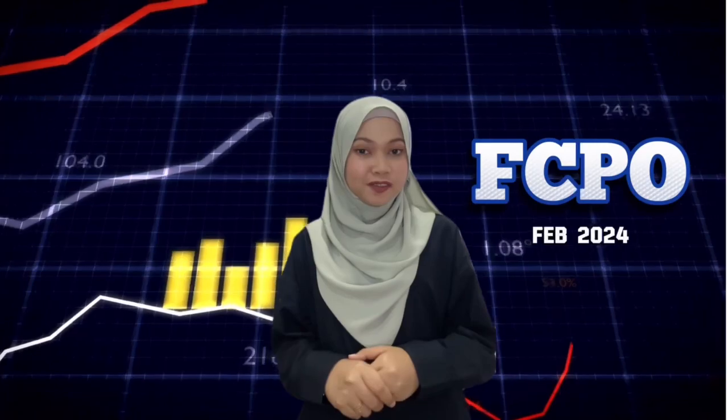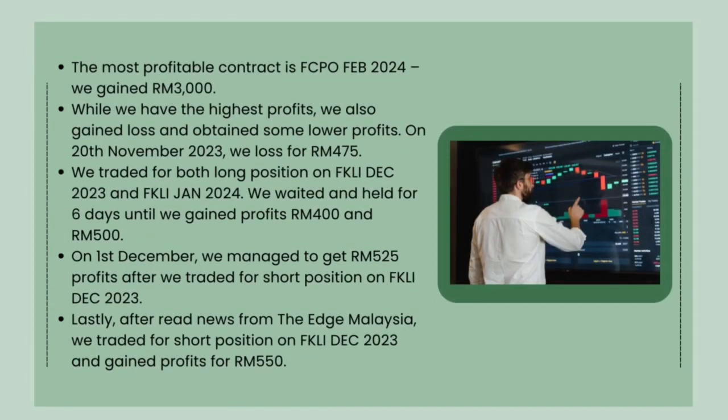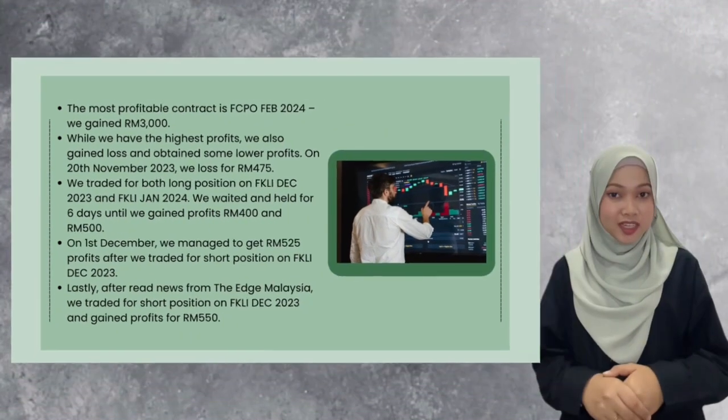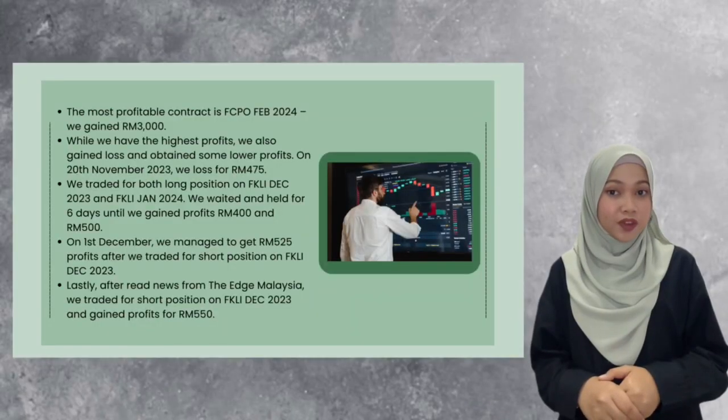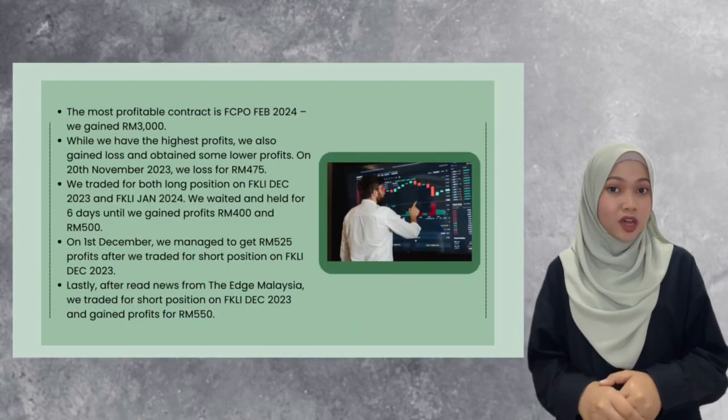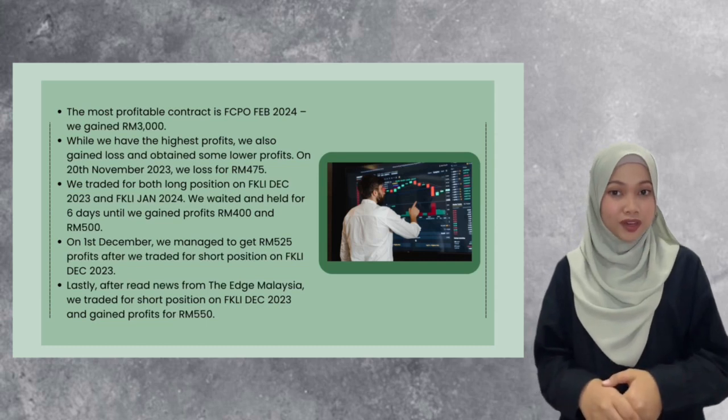Out of the 30 trades that we have done, the most profitable contract is FCPO February 2024, which we traded on 7th of November 2023. We traded the long position and managed to gain a profit of 3,000. Next, we gained a profit of 2,725 ringgit when we traded long on FCPO March 2024. The next profit we gained is 2,575 ringgit, where we traded short on FCPO February 2024.